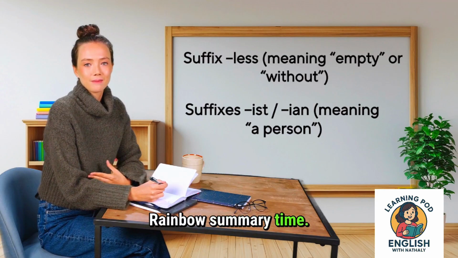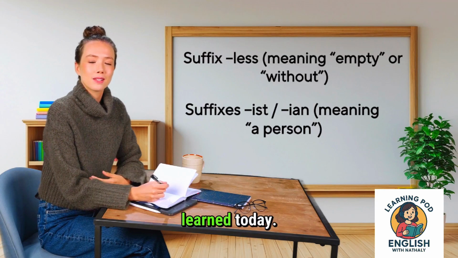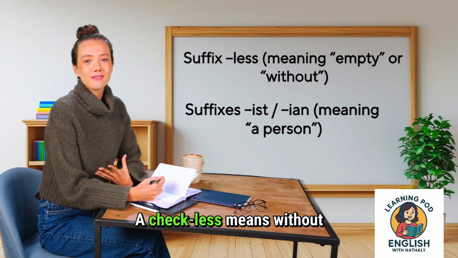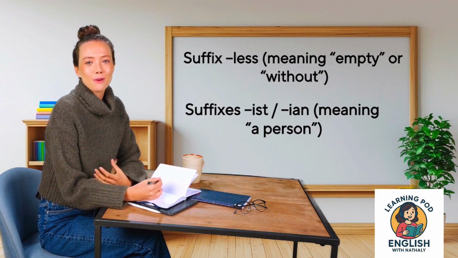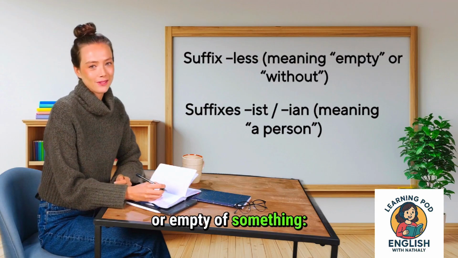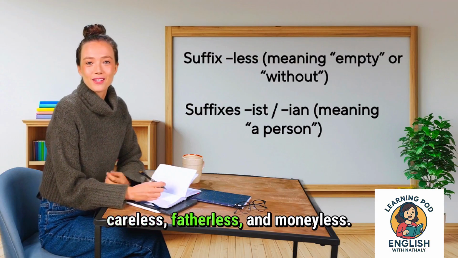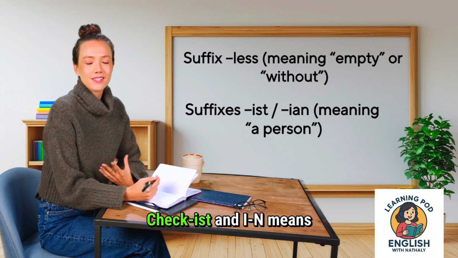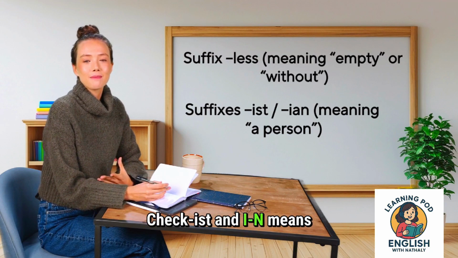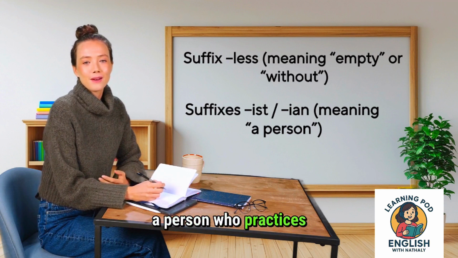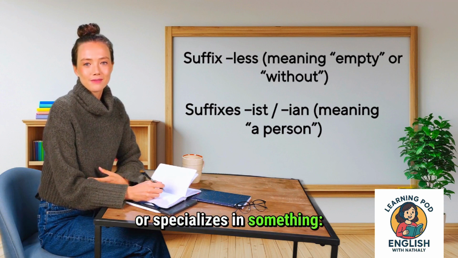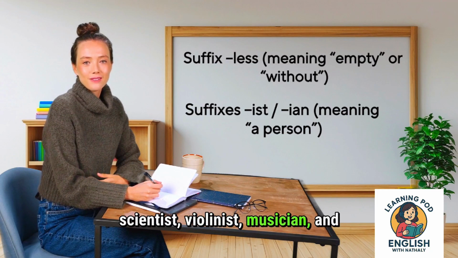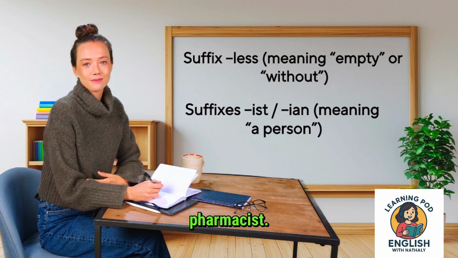Summary time. Let's review what we learned today. -less means without or empty of something: careless, fatherless, and moneyless. -ist and -ian mean a person who practices or specializes in something: scientist, violinist, musician, and pharmacist.